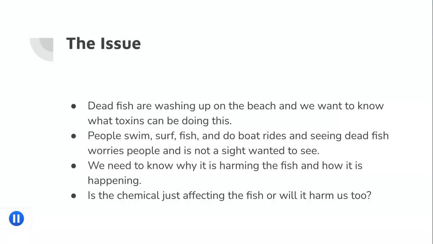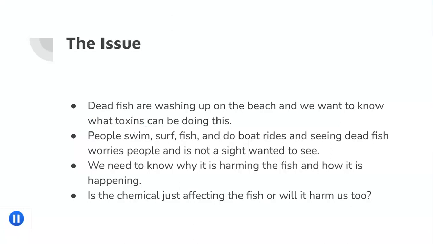People swim and surf and fish and do boat rides, and seeing dead fish worries people, and it is not a sight wanted to see. Nobody wants to be enjoying their day off and seeing dead fish upon shore or floating in the water. We need to know why it is harming the fish and how it is happening. Is the chemical just affecting the fish, or will it harm us too?